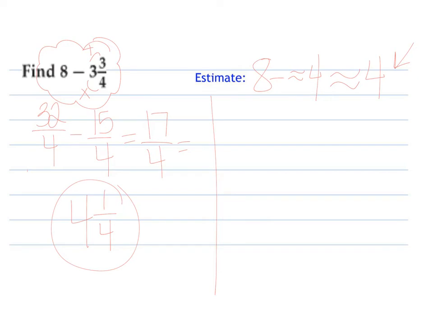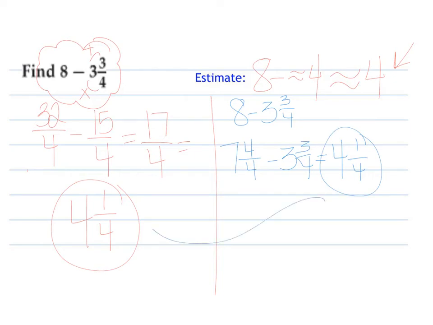Another way we can solve this is I can take 8, and let's rewrite it right here. 8 minus 3 3/4, and I can take out 4/4, so basically I can make it 7 4/4, because I have 7 and 1, which is 8, but I'm just rewriting it, minus 3 3/4. 7 minus 3 is 4, 4 minus 3 is 1, and I get 4 1/4. Either way, use whichever one you feel the most comfortable using.